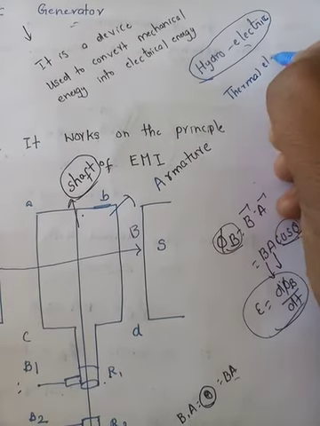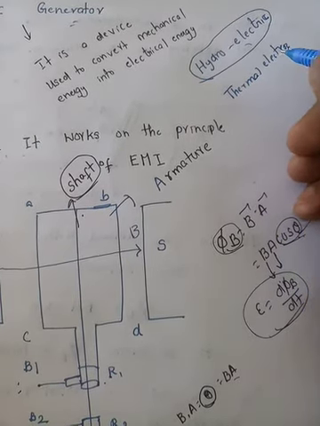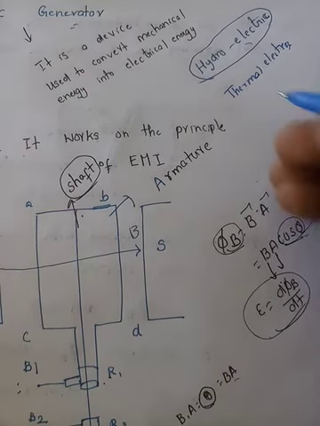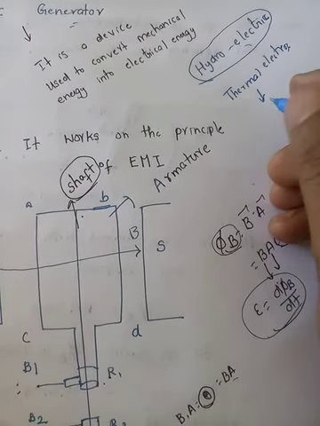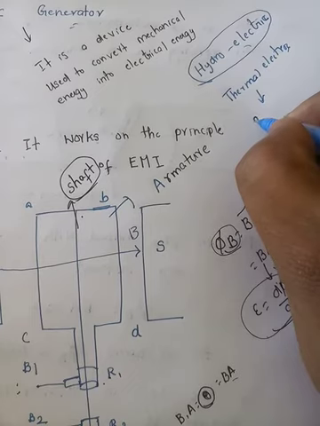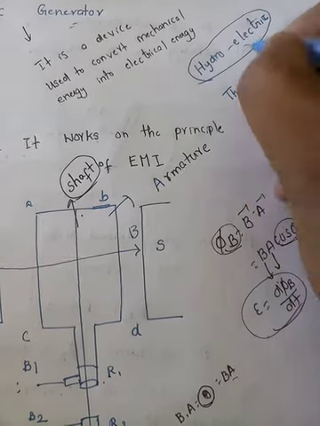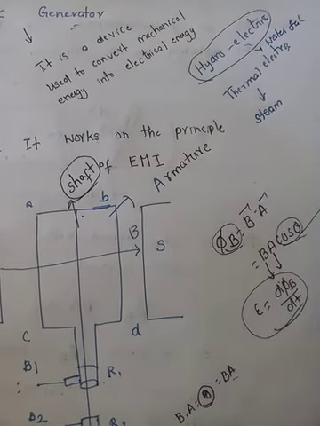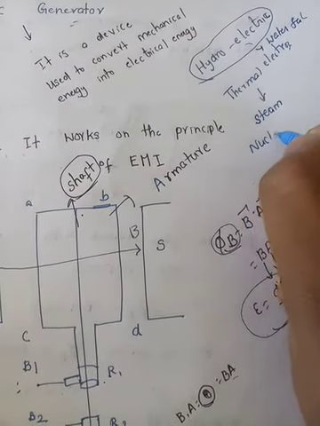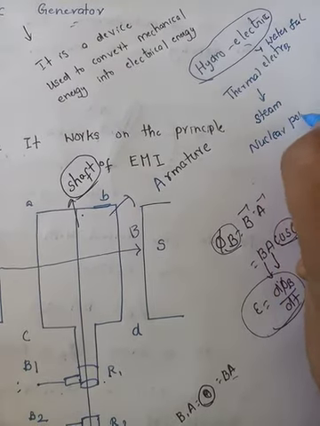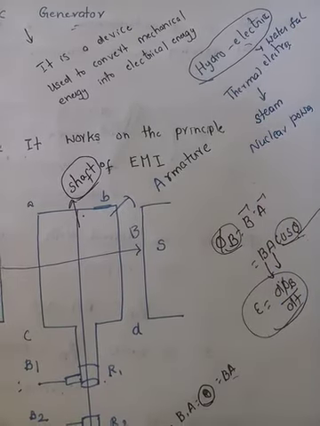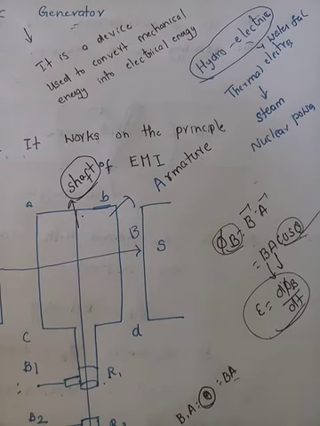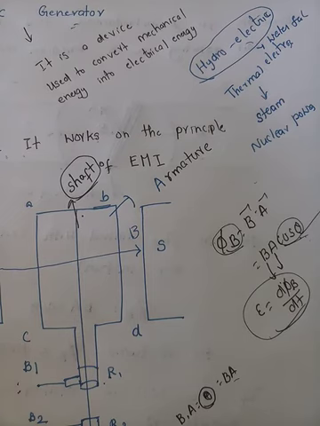Next, thermal electric generators. These are the generators in which the armature is rotated by using steam. And then nuclear electric generators or nuclear power reactors. The nuclear energy is utilized to rotate these armatures. By using this, we can convert nuclear energy into electrical energy.